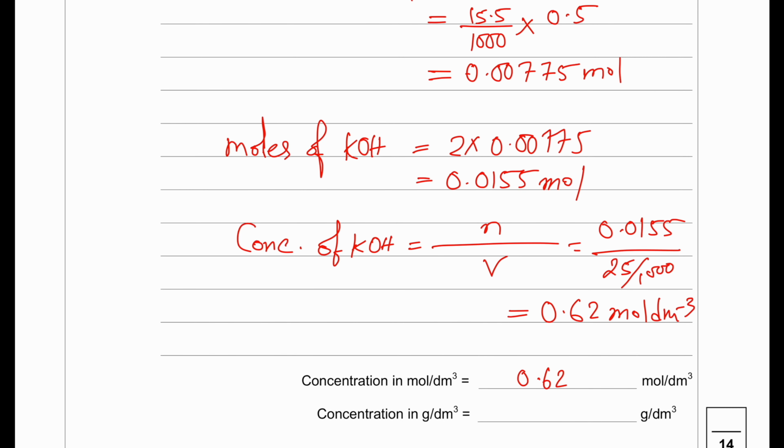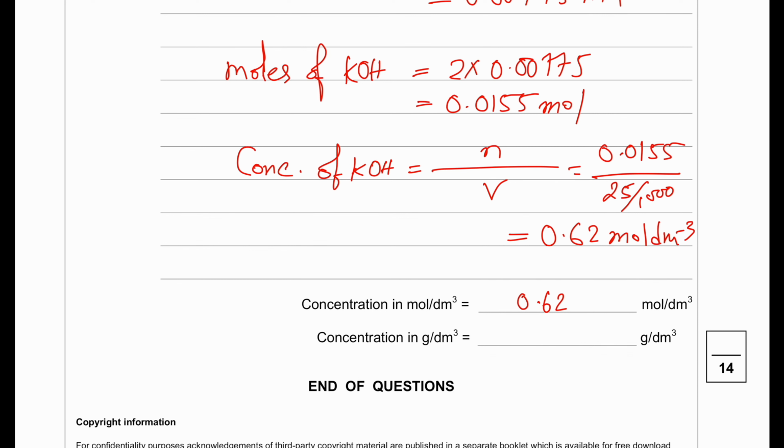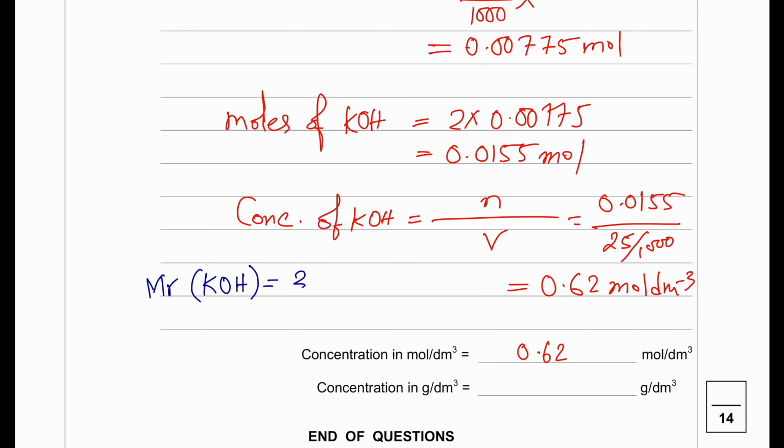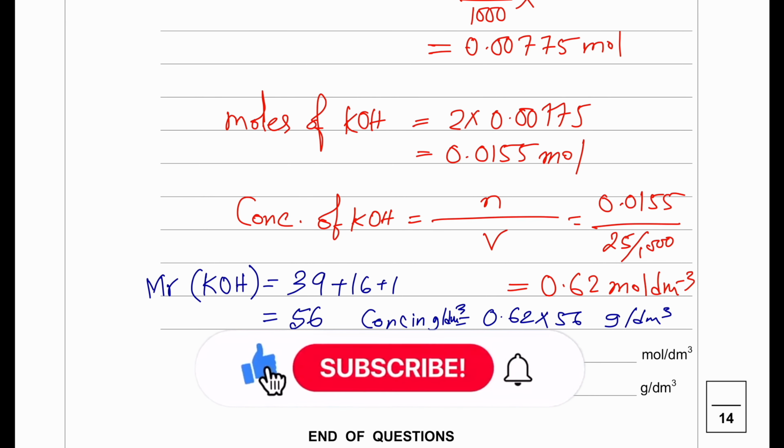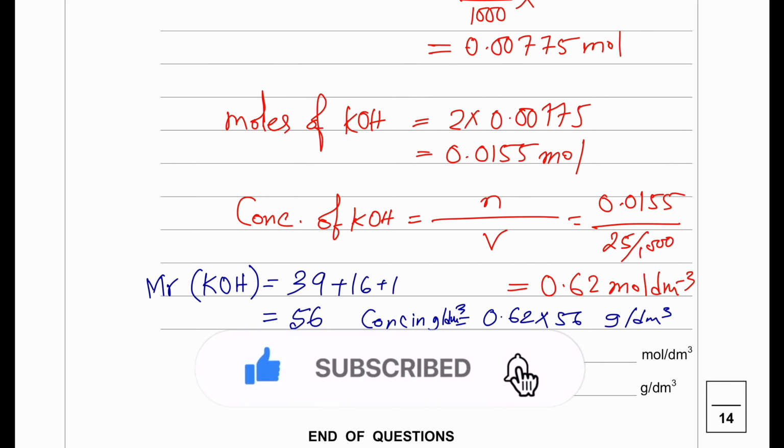Okay, guys, now we got the mol per dm³. We need to know the g per dm³. So for finding the g per dm³, we need to first of all find out the Mr of KOH. So potassium has a value of 39, oxygen 16, and hydrogen 1, which gives a total of 56. Now, in order to find out the mass, we'll have to multiply 0.62 times 56, which will give us g per dm³, which is 34.7 g per dm³.